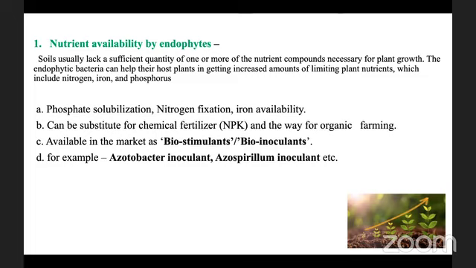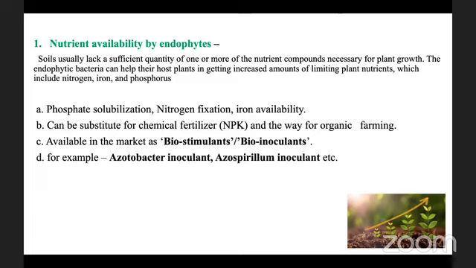So biostimulants, bioinoculants, or biofertilizers are one of the ways we can do organic farming, and we can grow our plants more sufficiently. And if we look at the market, these types of inoculants are already available, like Azotobacter inoculant and Azospirillum inoculant. These inoculants are examples I have given here, as some are nitrogen fixers also. So we can cope with the nitrogen deficiency of the plant.